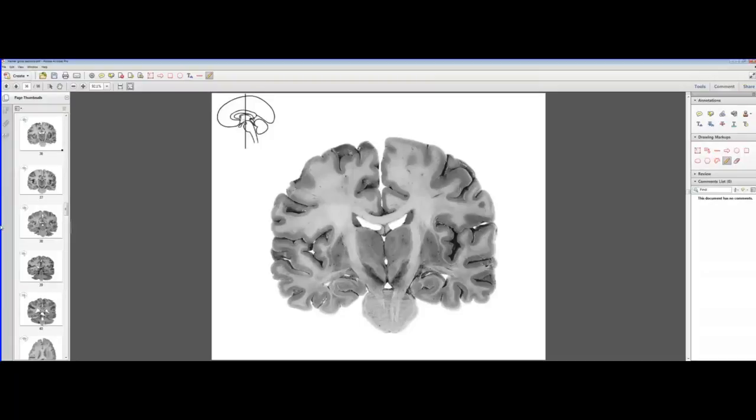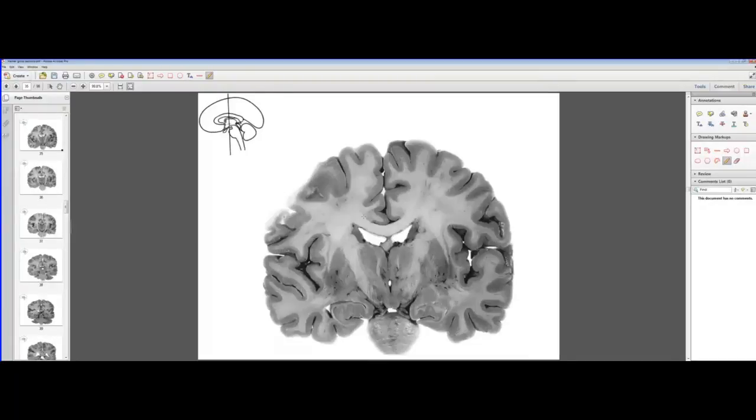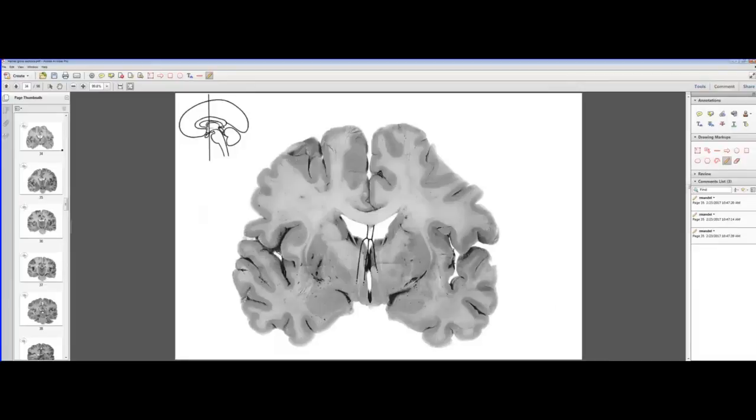So another landmark for something I forgot to mention. Let's see if I can go back some. Okay, so in this section there's another feature that I forgot to mention. This is the posterior limb of the internal capsule. It's about to become the cerebral peduncles. We're right at the border. Here are our mammillary bodies, here and here. And the optic tract wraps around the cerebral peduncles, and so we can actually see it here, here, and here.